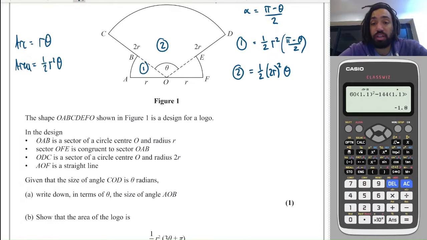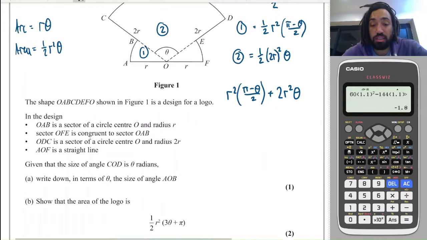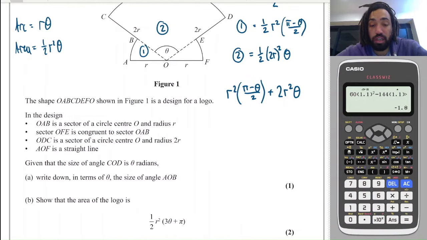So the total area is going to be 2 lots of 1 plus a 2. So 2 lots of 1, well, that half needs to be multiplied by 2 to get just 1, so it's r squared pi minus theta over 2, plus the larger sector, which is 1/2 times 2 squared is 4, times a half is 2, so 2r squared theta. And okay, that's not quite what I've got right now, which is a bit alarming. Don't panic, let's see if we can work this out.